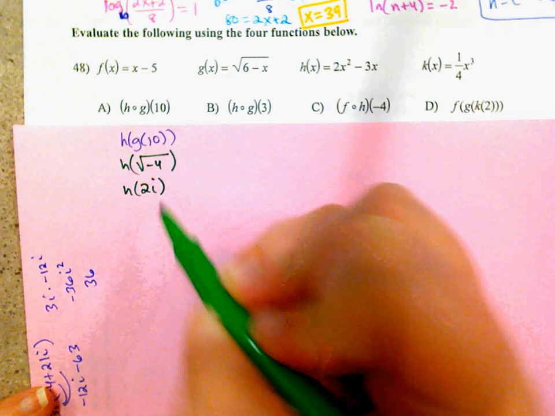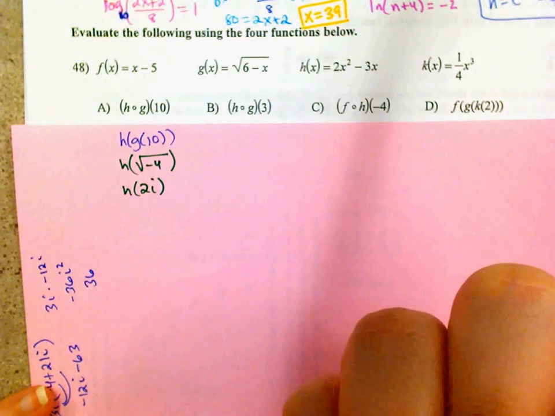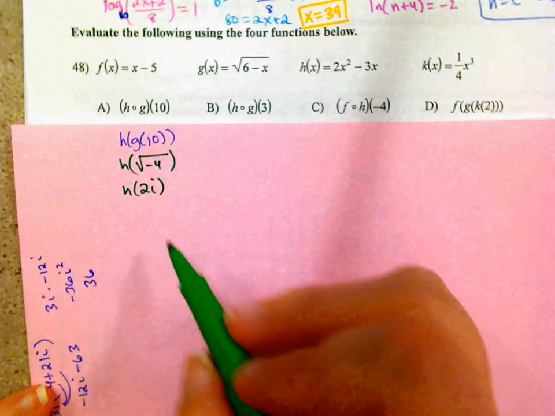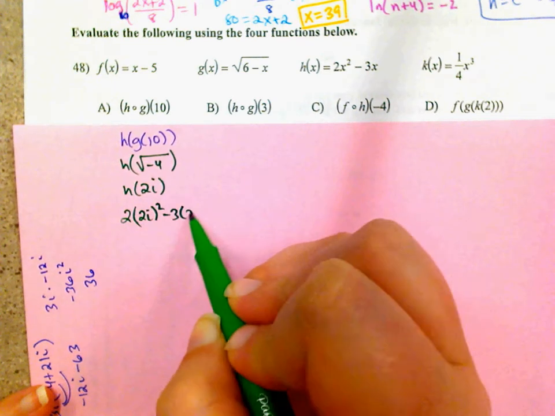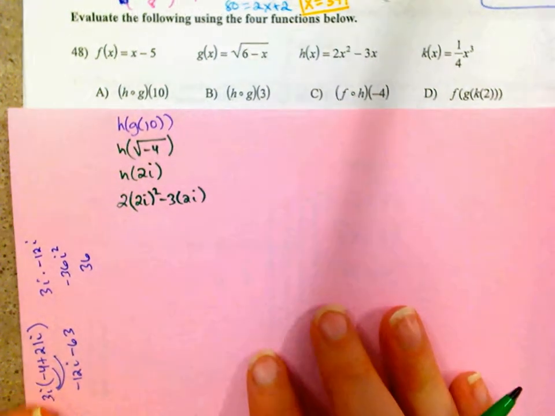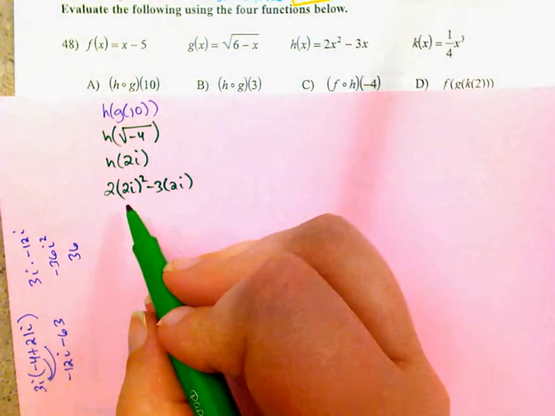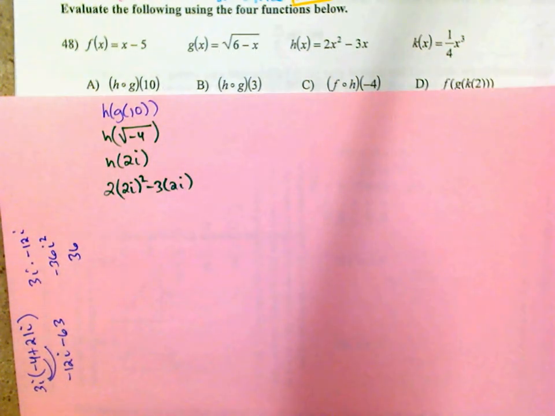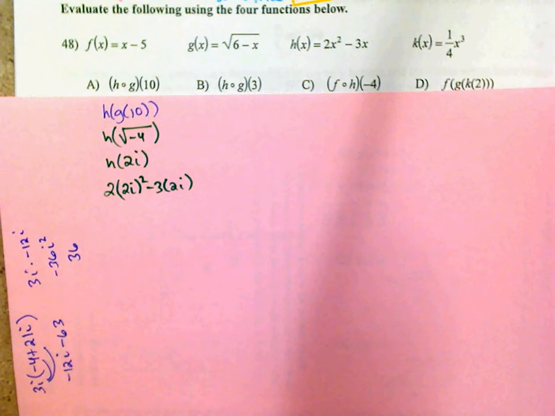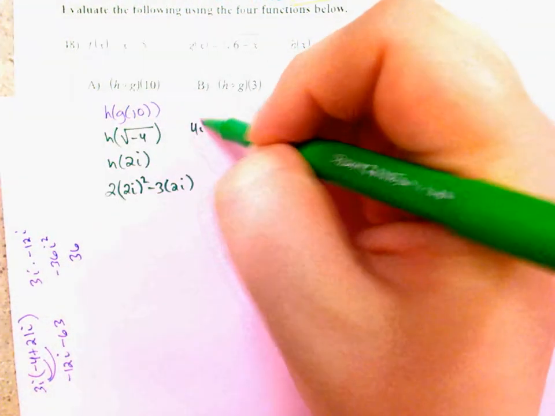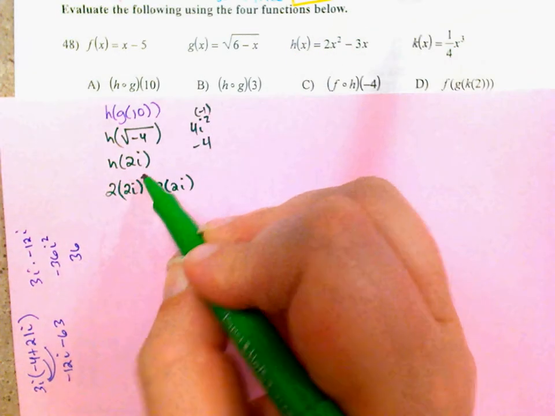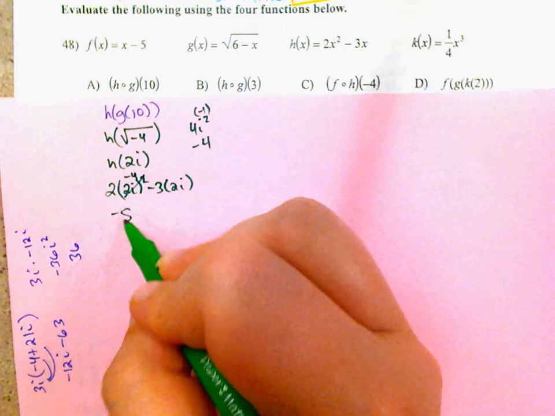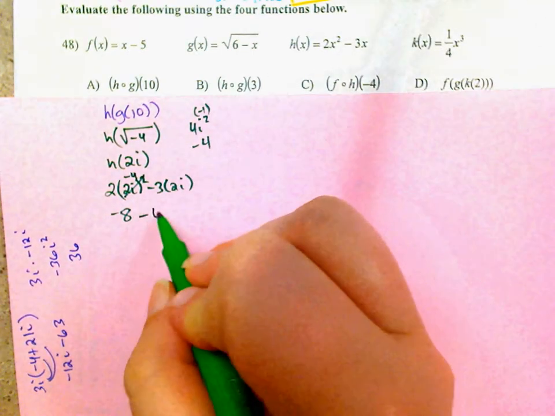What do I plug 2i into? H. So I've got 2 times 2i squared minus 3 times 2i. What is 2i squared? 2i squared is 2 times 2 times i squared, right? You've got 4i squared. What's 4i squared? Negative 4, because i squared is negative 1, right? So this is negative 4 times 2, negative 8, and then minus 6i. And that's it.